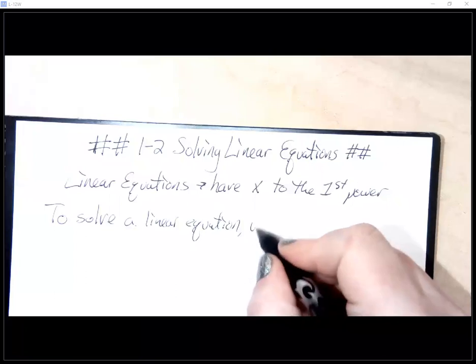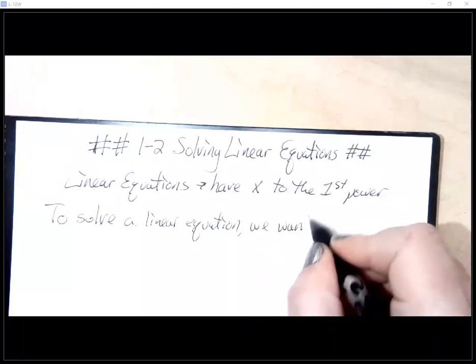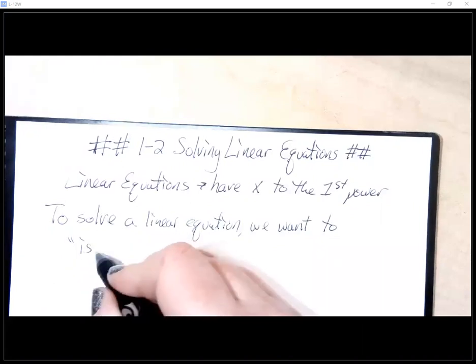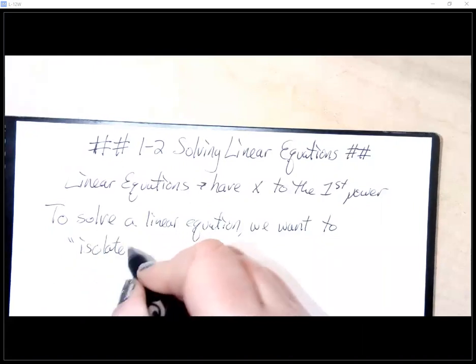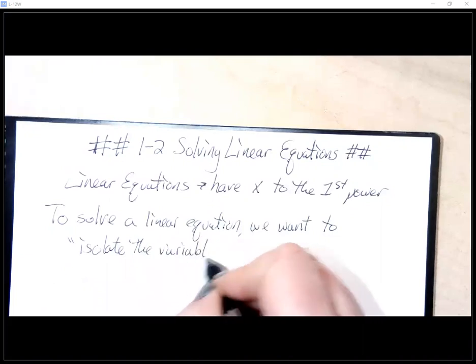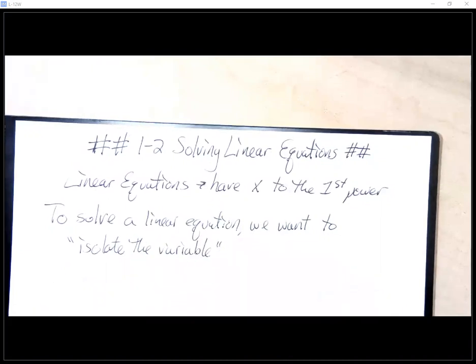we want to isolate the variable. That's our fancy term for get x by itself. All right, so we're going to start off easy, and then we're going to make things a little bit more interesting.